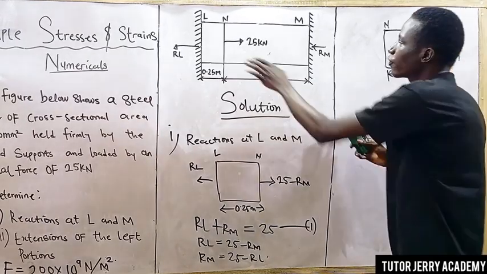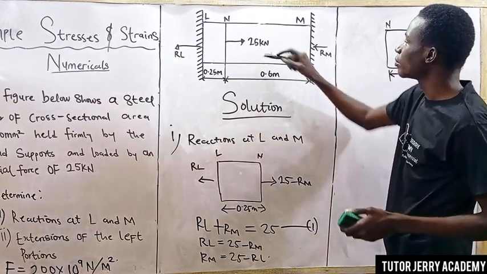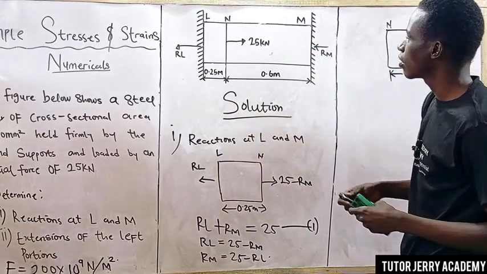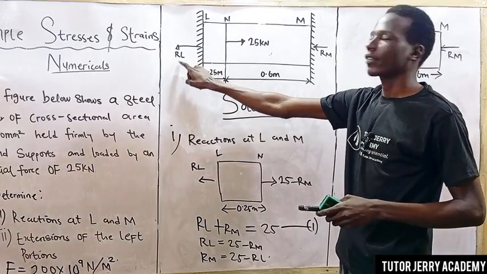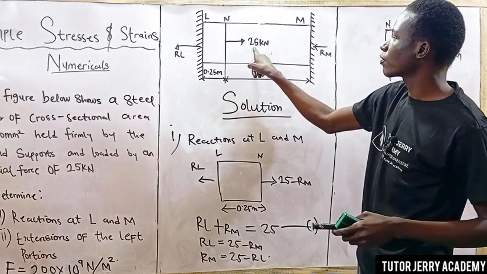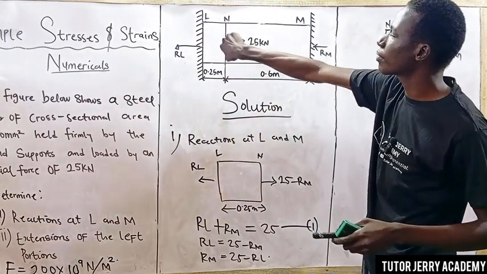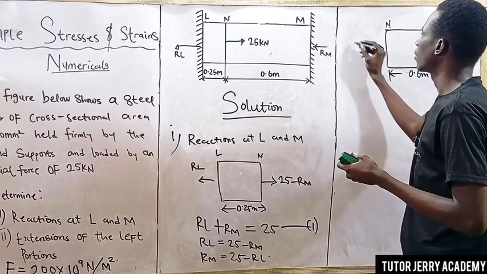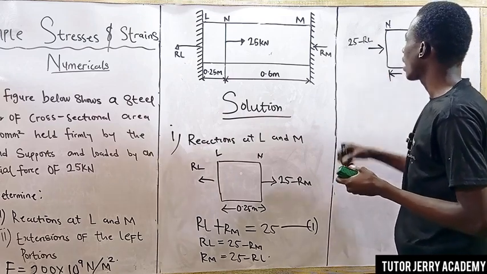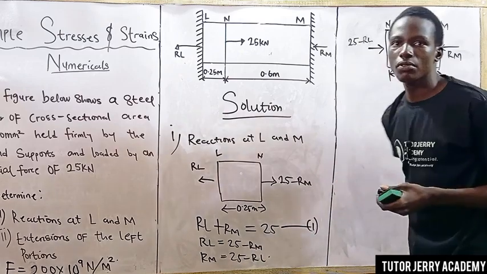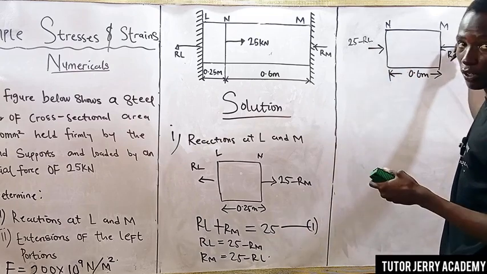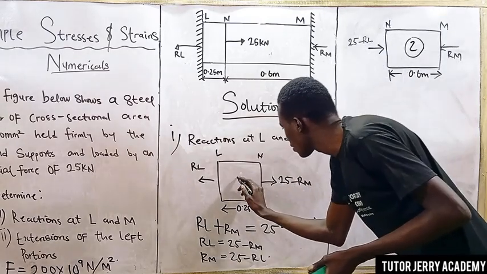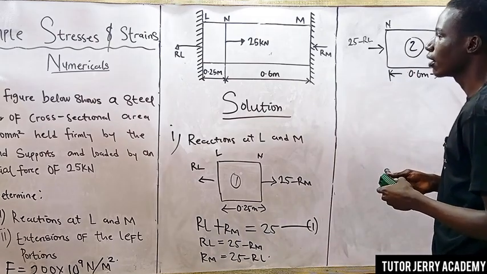Now, what do we have next? In order to get the compressive force that is coming in, to know the real compressive force that is coming into this section NM from the left, we will take away this force here, which is RL. So here I'm going to be having 25 minus RL in order to get the total compressive force that is coming into this section. And of course, 25 minus RL equals RM. That is, we are having RM coming here, RM coming here, which are the same. It means this body also is at equilibrium. We can call this section 1, and this section 2.